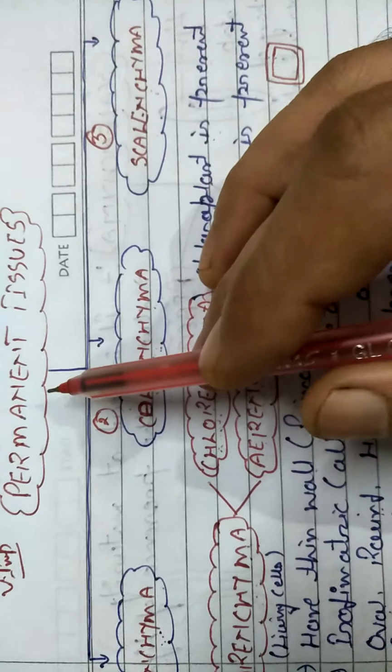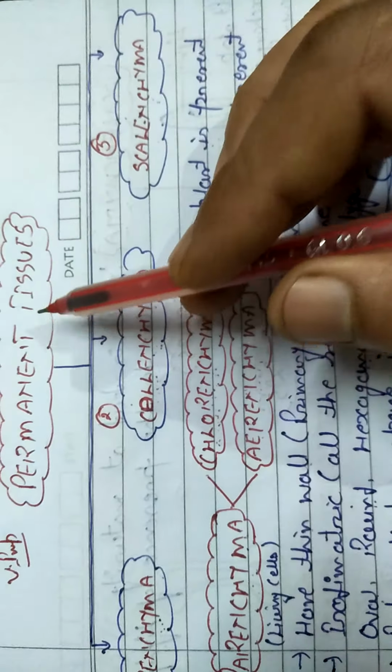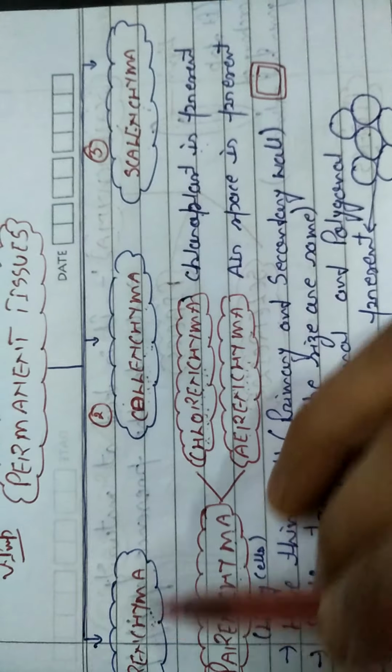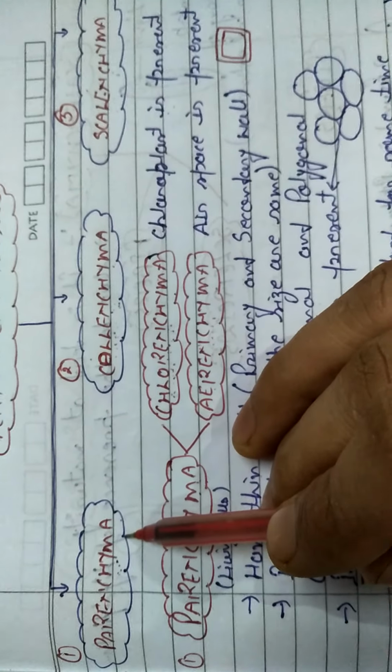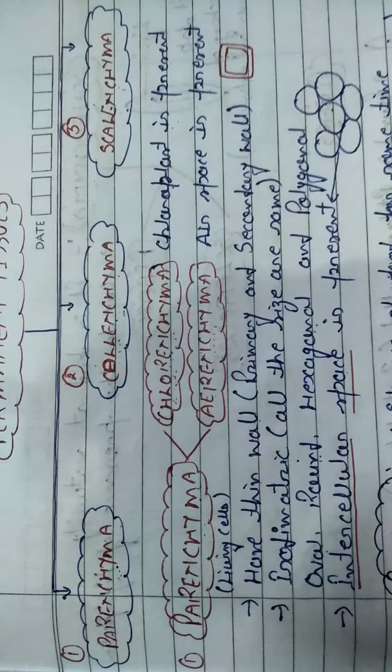Hello dear students, in this video we will talk about permanent tissues. Permanent tissues are of three types: parenchyma, collenchyma, sclerenchyma. First of all we will talk about the parenchyma or parenchymatic cells.